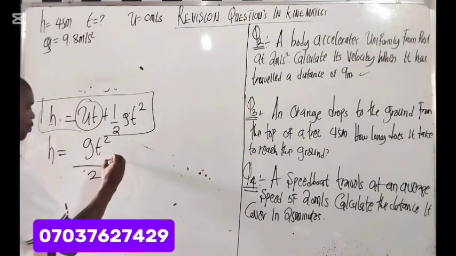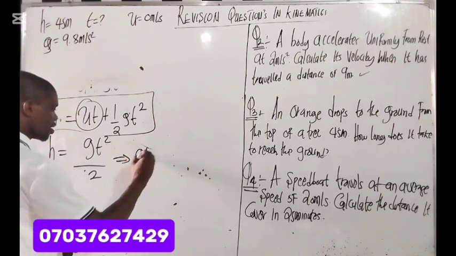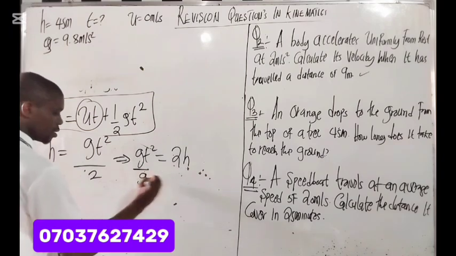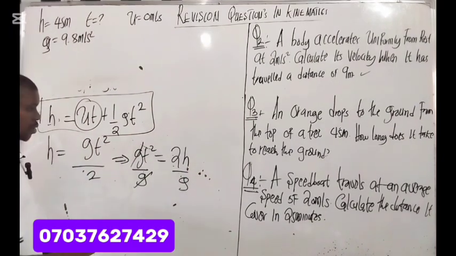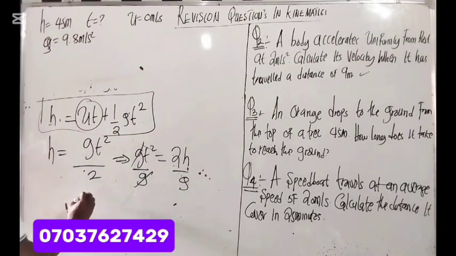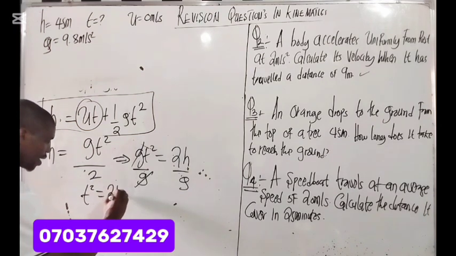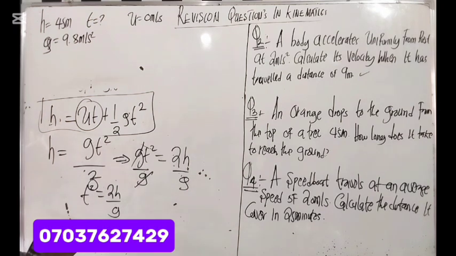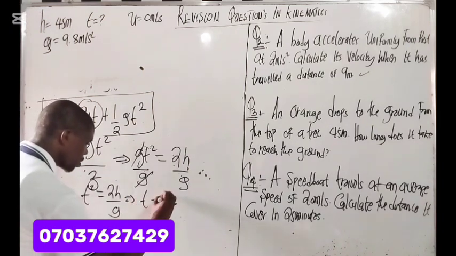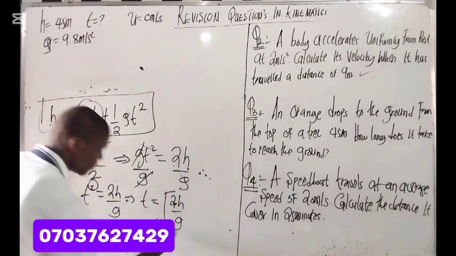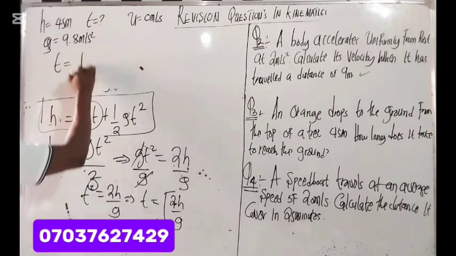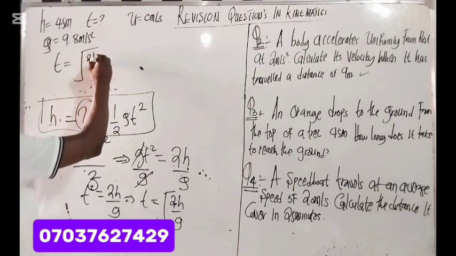Here we have gt squared equals 2h. Divide both sides by g. So what I have here is t squared equals 2h over g. Now I'll take the square root of both sides to remove the square here. So if I take the square root, I'm going to get t equals the square root of 2h over g. So this is the formula I'm going to use here.